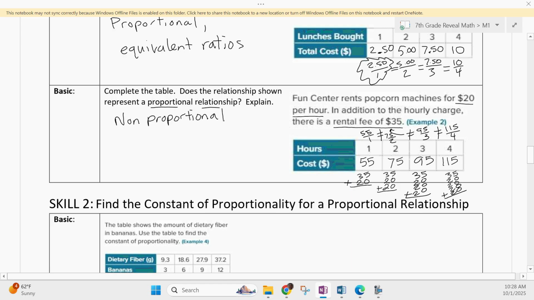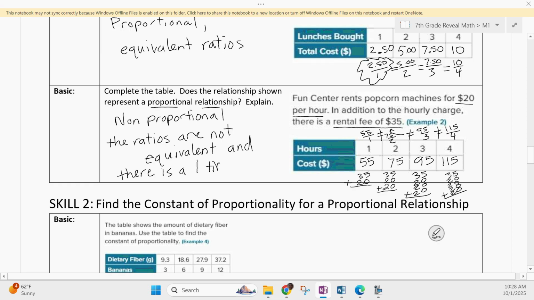And why? Because the ratios are not equivalent. And there is a one-time fee. That one-time rental fee is kind of what skews it or shifts it or messes it up, so it's not proportional.